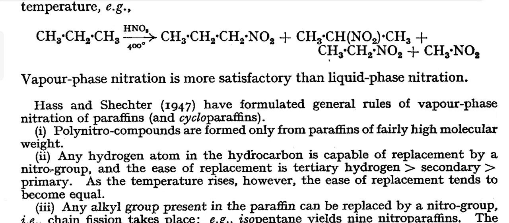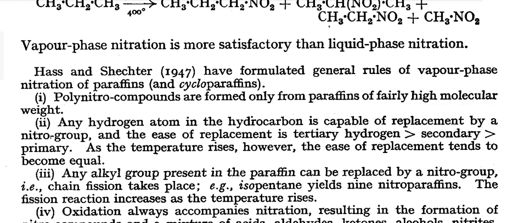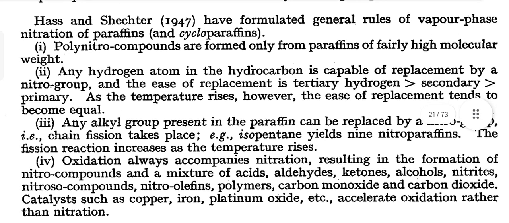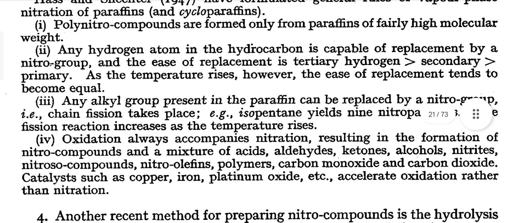Hass and Schechter have formulated general rules for vapor phase nitration of paraffins and cycloparaffins. First rule: polynitro compounds are formed only from paraffins of fairly high molecular weight. Second: any hydrogen atom in a hydrocarbon is capable of replacement by a nitro group, and the ease of replacement is tertiary hydrogen, secondary hydrogen and primary hydrogen. As the temperature rises, however, the ease of replacement tends to become equal.